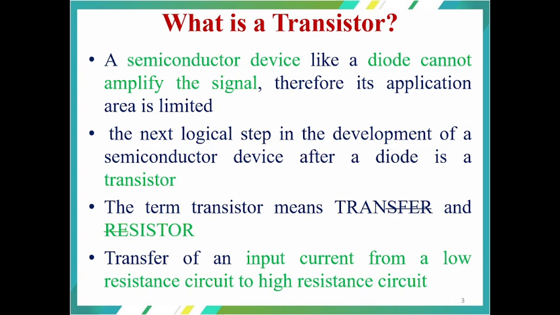What is a transistor? A device like a diode cannot amplify the signal, therefore its applications are very limited. The next logical step in the development of semiconductor devices after the diode is called the transistor. The term transistor means trans and resistor: transfer of input current from a low resistance circuit to a high resistance circuit is called the transistor.